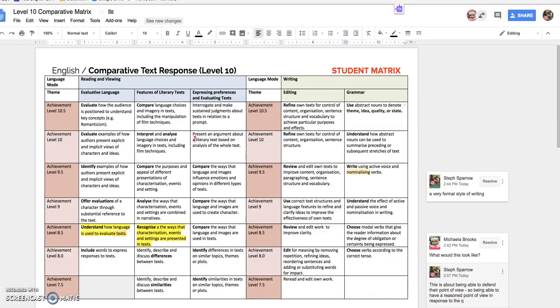It might be slightly different to this. We might change it, okay? I'll get it to you in the very near future. If you have any questions, please feel free to come and see me or see your English teacher, or the other person that's really good in terms of matrices is Mrs. Stanbrook. I hope this helps. I hope you feel confident on what you're going to be assessed on.